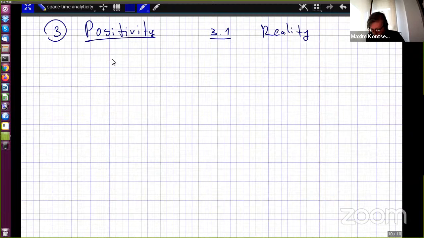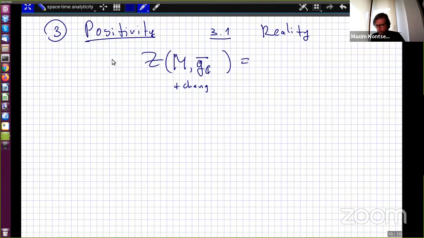A reality condition is the following. If you consider a manifold, and make the complex conjugate of my complex metric and also change the orientation on M.